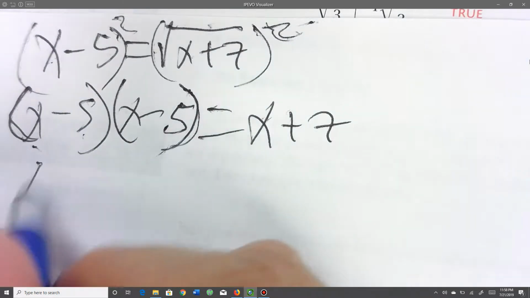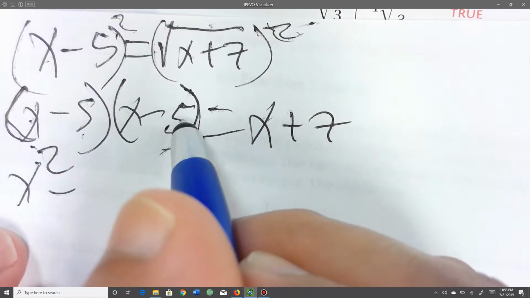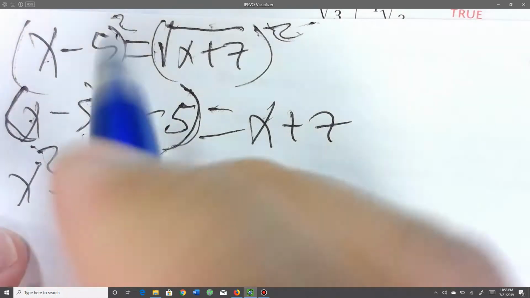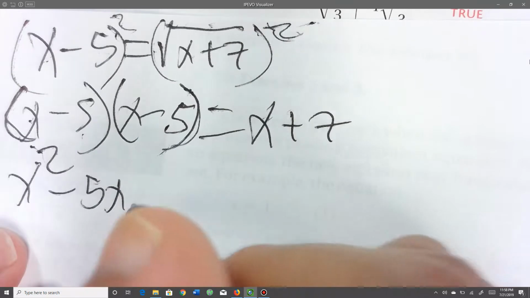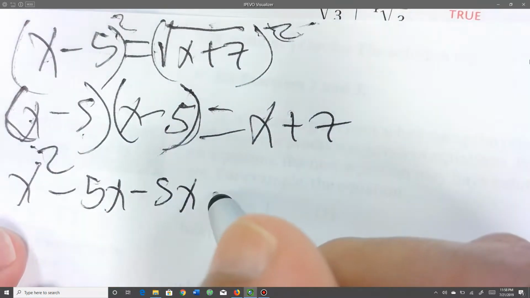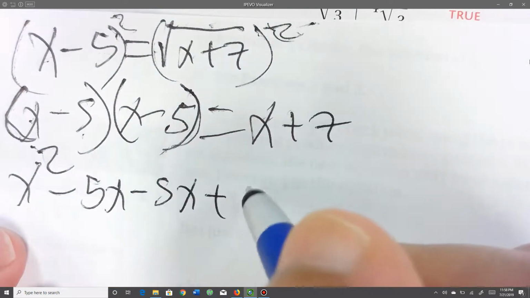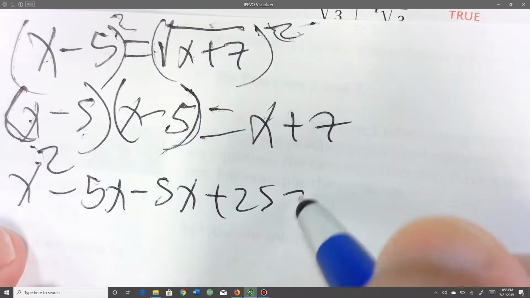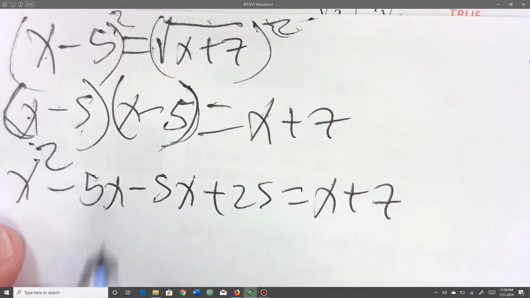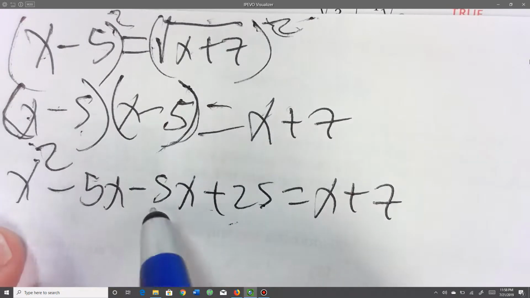X times x is x squared, minus x times negative 5. It's 5x. Negative 5 times x is 5x, and negative 5 times negative 5 is positive 25. Okay, I'm rewriting the right side here, and now I combine like terms over here first.